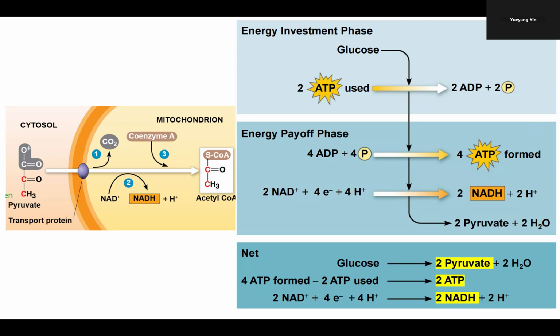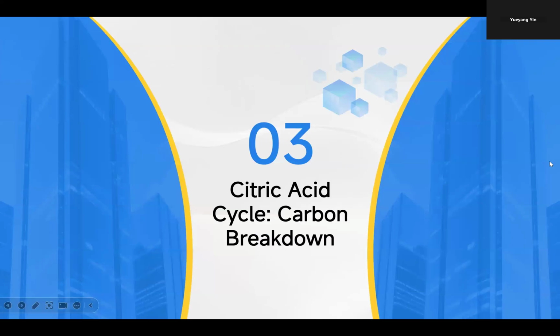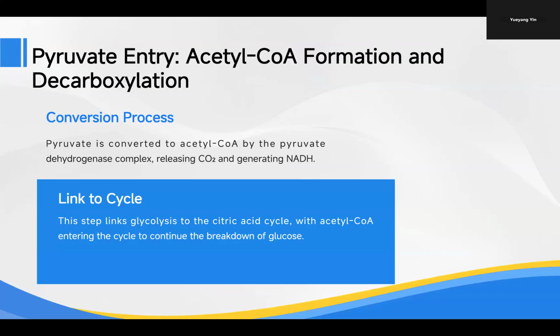The pyruvate now travels to the mitochondria. Stage 2 begins as pyruvate enters the mitochondrial matrix. So first, it undergoes a bridge reaction. It is converted to acetyl coenzyme A, releasing one carbon dioxide and generating one NADH per pyruvate. Coenzyme A then enters the citric acid cycle, also known as the Krebs cycle.